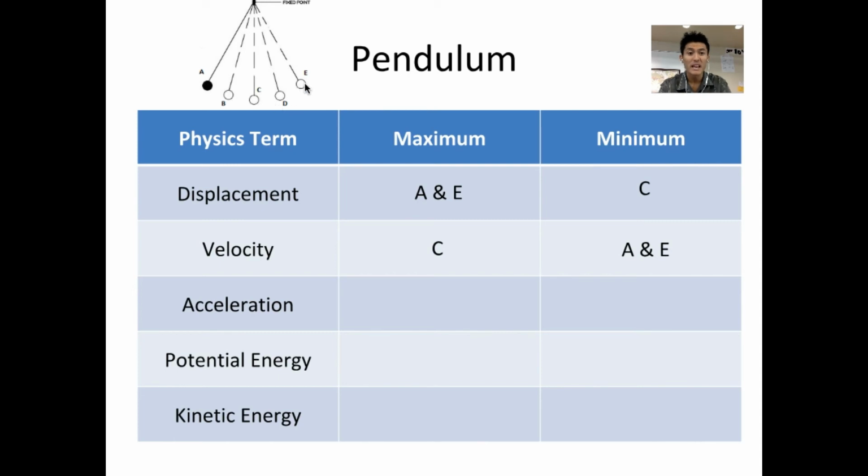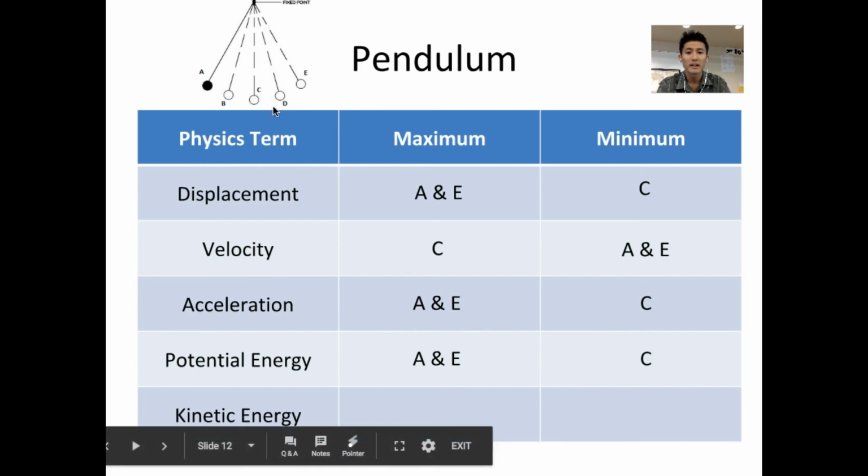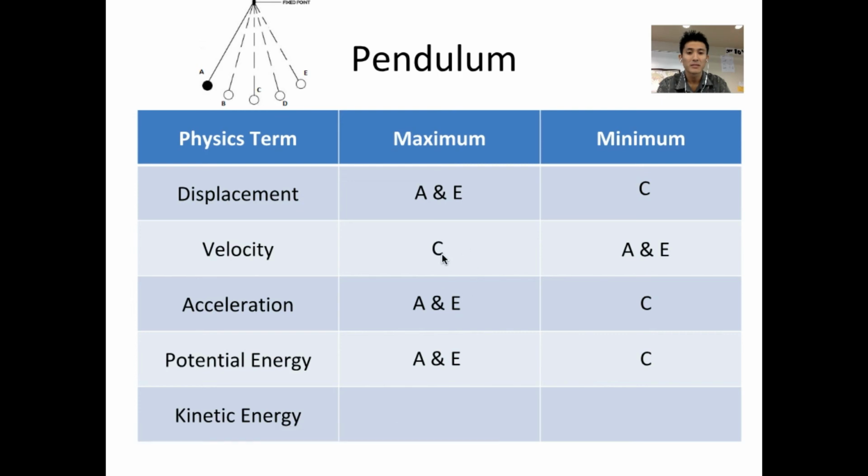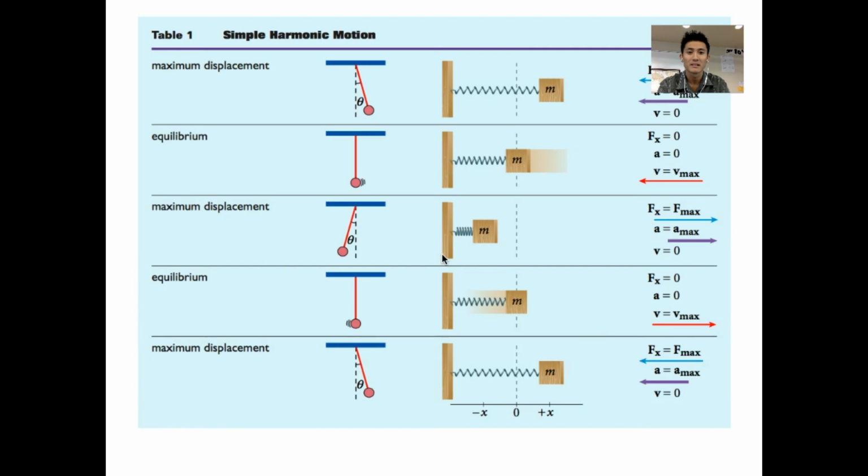Acceleration, however, it has the greatest acceleration. It's going to speed up the most when it reaches A and E, these ends. The least acceleration, when it reaches a constant velocity, so no acceleration, would be C. Its greatest potential energy, its greatest height away from the equilibrium point, would be A and E, least being the equilibrium point. And then last of all, our kinetic energy directly follows its velocity, so its greatest kinetic energy is C, minimum A and E.